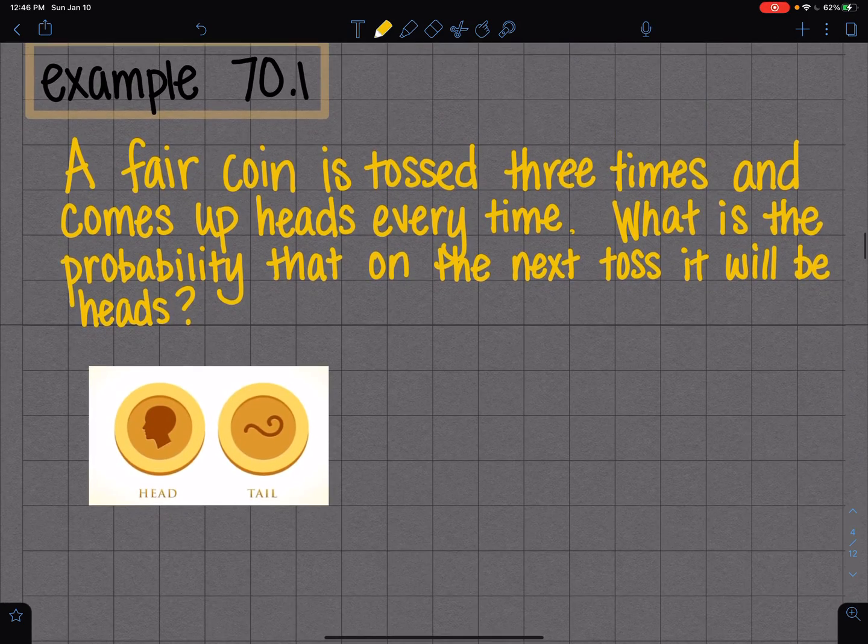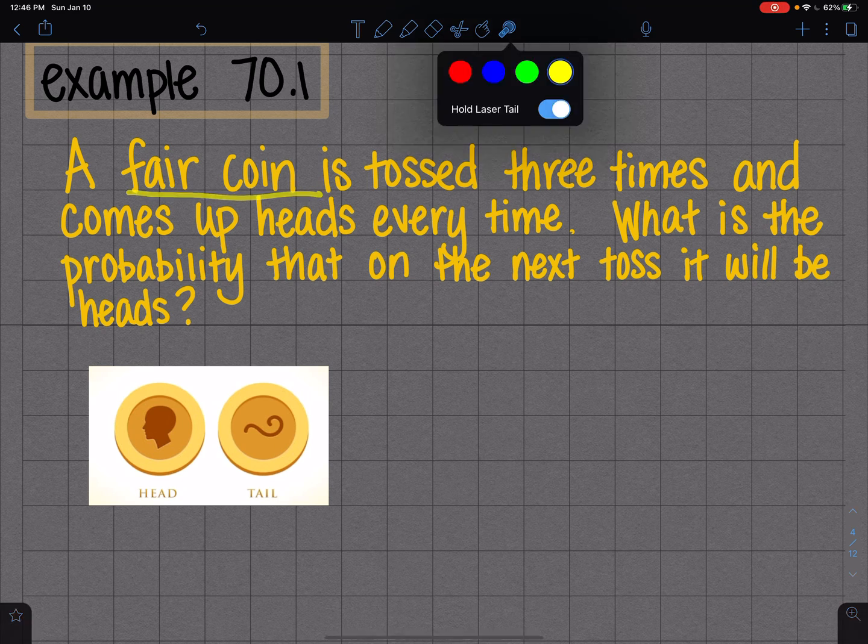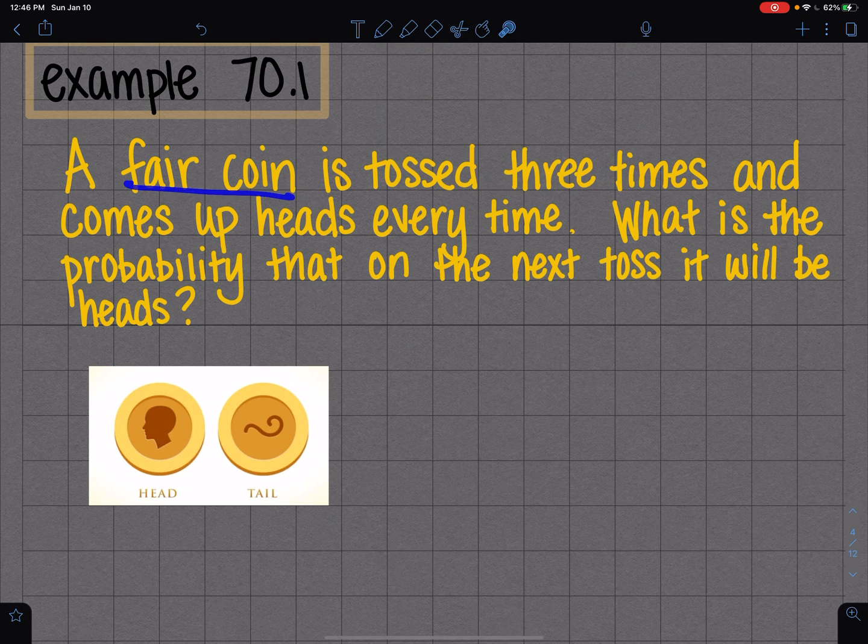All right, example 70.1. Let's look at it. It's on page 285. You've got a fair coin. Let's change colors. A fair coin is tossed 3 times and comes up heads every time. What's the probability that on the next toss it will be heads? Oh, don't fall victim to this blunder. This is why Vegas makes money, because people believe that if you get heads and heads and heads, they're wanting to know, what's this one going to be?